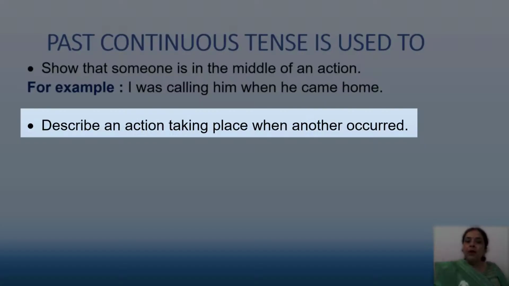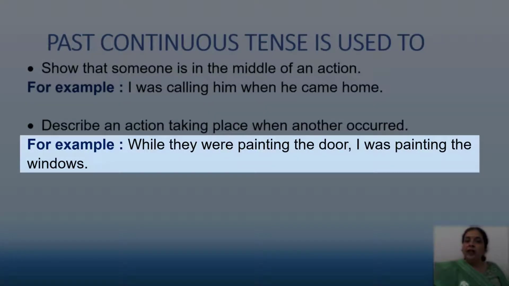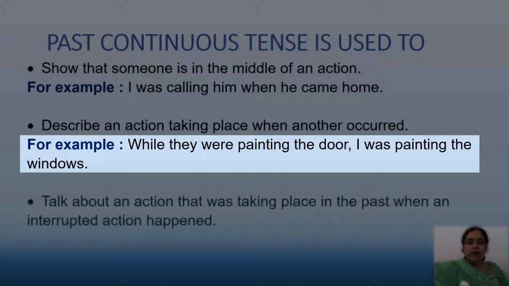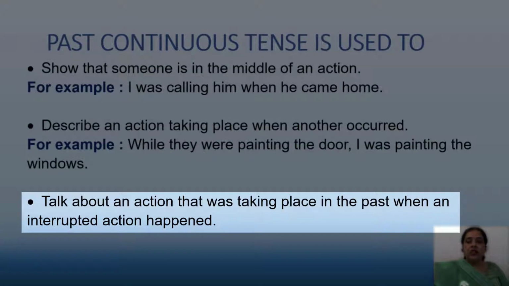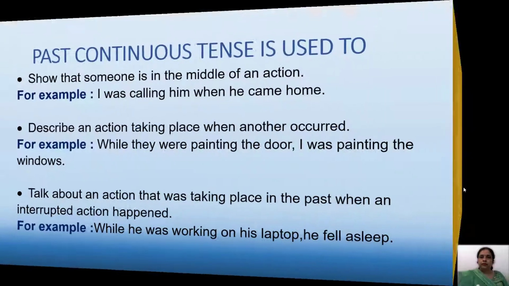Next is to describe an action taking place when another occurred. For example, while they were painting the door, I was painting the windows. Both the actions were going on at the same time. Next is to talk about an action that was taking place in the past when an interrupting action happened. For example, while he was working on his laptop, he fell asleep.